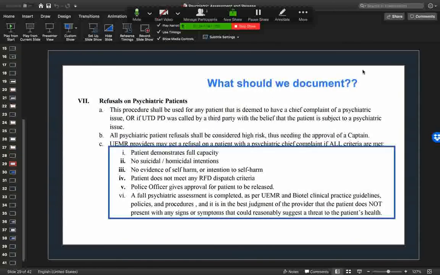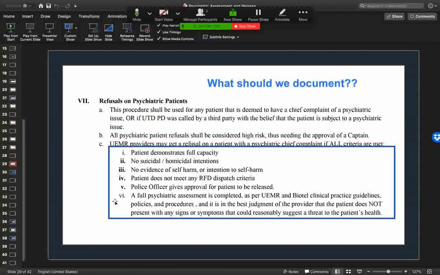Okay, so going back to that documentation. What should we document? Literally, 1 through 6. The patient displayed full capacity. The patient had no suicidal or homicidal intentions. There was no evidence of self-harm or intention to self-harm. The patient does not meet any update criteria. The police officer gave approval for the patient to be released. And a full psychiatric assessment was completed as per UMR and Dr. Tice's clinical guidelines, policies and procedures, and it is in the best judgment of the provider that the patient does not present a risk. You have to say this entire thing.